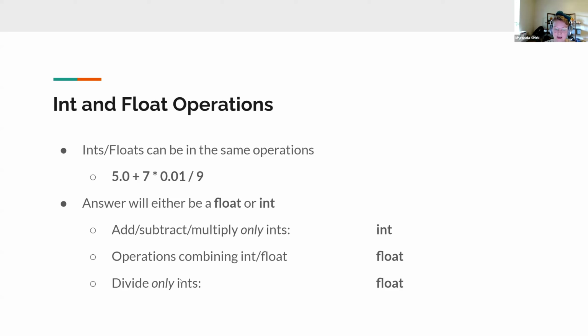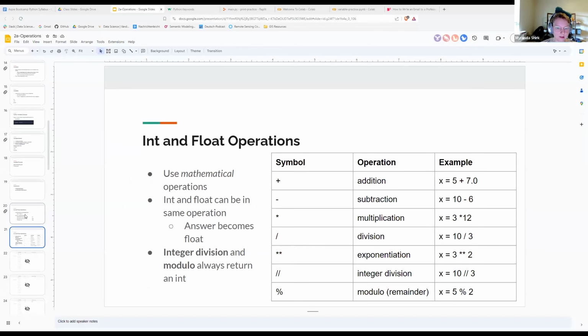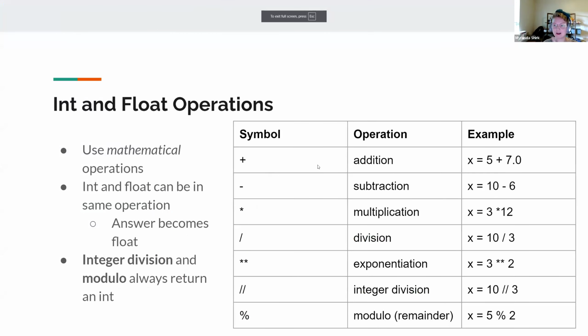And if you divide two integers together, that will also result in a float. Even if they divide evenly into each other, it will still be a float. All right, so let me show an example. Let's look at some of these int and float operations and then we'll practice. Next time I'll practice in Colab so you can get a feel for that as well.